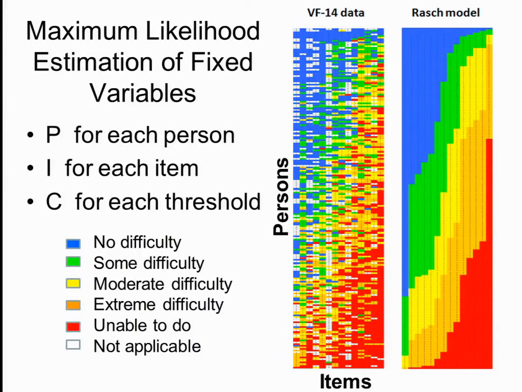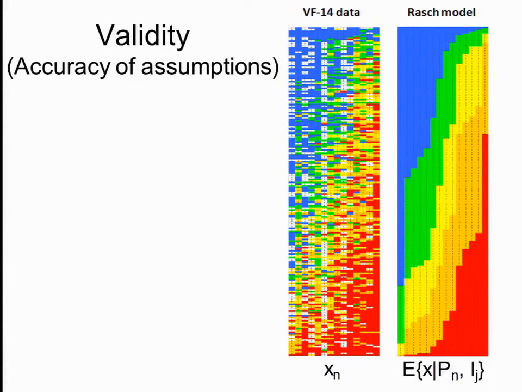Guttman, Louis Guttman. It was a paper back in the 1940s, I think '41 was the first paper. Basically, it's the sine qua non of measurement. If you're making a measurement, you must get a Guttman scale. Okay, now we can test the validity.